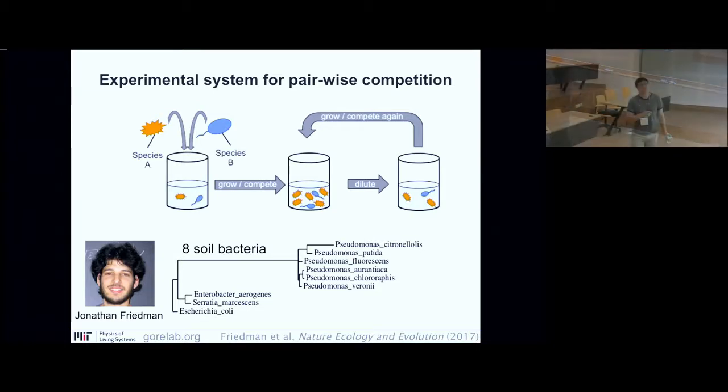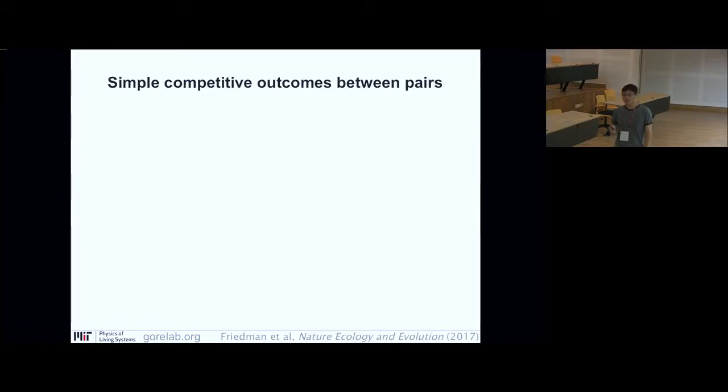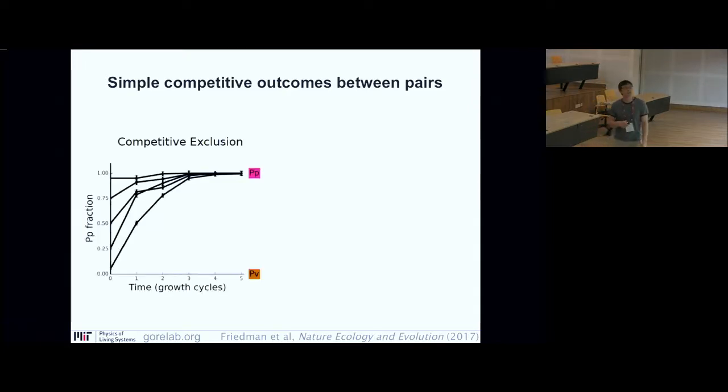Okay. Maybe the first thing to say is that among these 8 species, we see essentially 2 simple outcomes. Some fraction of the time, we see competitive exclusion, where it doesn't matter where we start the competition, one species, in this case PP, drives the other species, in this case PV, extinct. We're going to visualize this by an arrow that goes from the loser to the winner, because this is like the flow lines of these kinds of trajectories that we're going to be talking about.